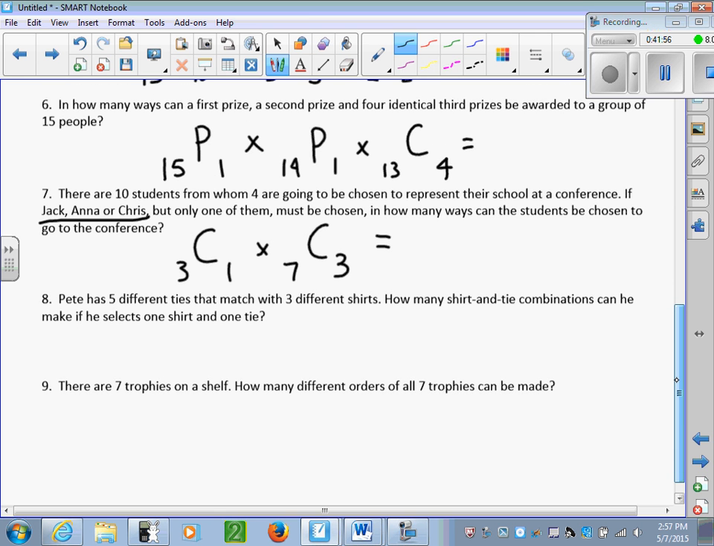Okay, next one. Pete has 5 different ties that match with 3 different shirts. All right, I'm going to let you work that one out. And the last one is a factorial one. Remember factorials? We talked about that. So you can go back to that part of the video if you need to.